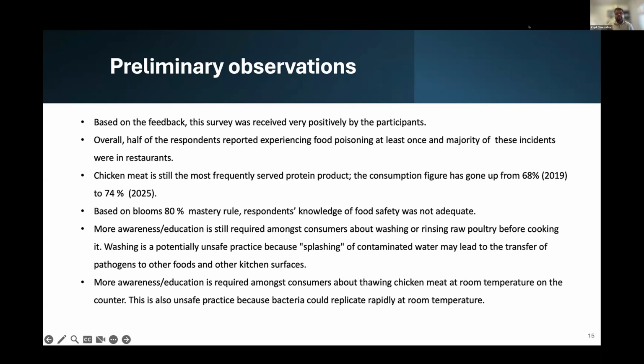And based on Bloom's mastery rule, we can see that respondents' knowledge of food safety was not adequate, particularly around two areas where a lot of messaging has gone around. One is awareness around the washing or rinsing of raw poultry before cooking. Washing is potentially unsafe because of the splashing of contaminated water that could transfer pathogens to other foods and contaminate kitchen surfaces. The other is the thawing of chicken meat at room temperature on the counter, which is also potentially unsafe because bacteria could replicate rapidly at room temperature.